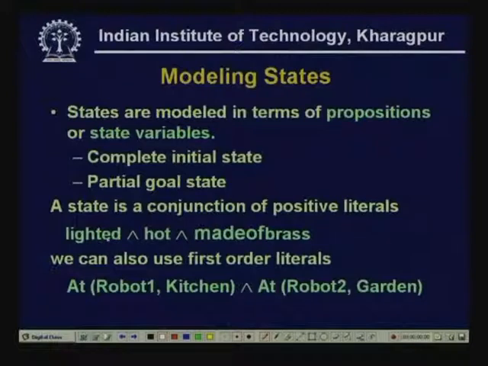So, in a simple formalism, we allow states to be represented as a conjunction of propositions or a conjunction of first order literals or a mixture of them. Now, there could be a large number of literals or propositions that are part of the planning problem. We may specify the values of some of the literals. For example, we may specify that lighted is true, hot is true, made of brass is true, but we may not have specified the values of the 20 other literals that occur in this planning problem or 100 other literals that occur in this planning problem.